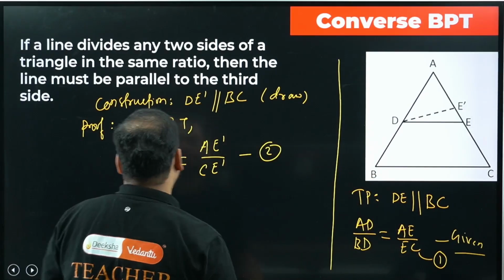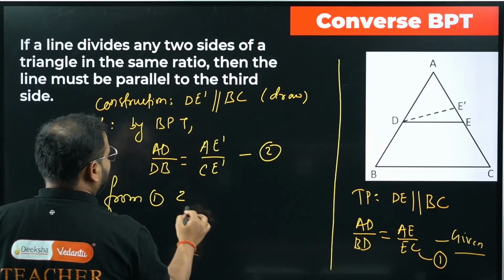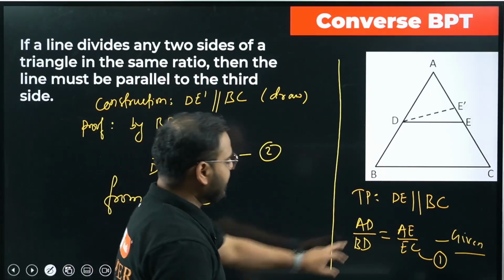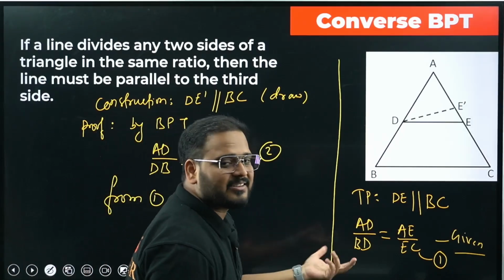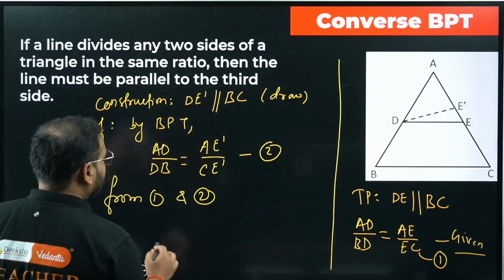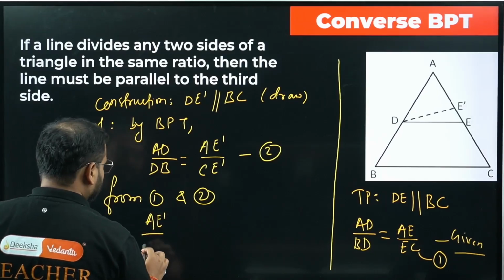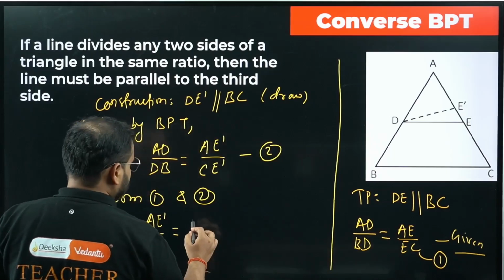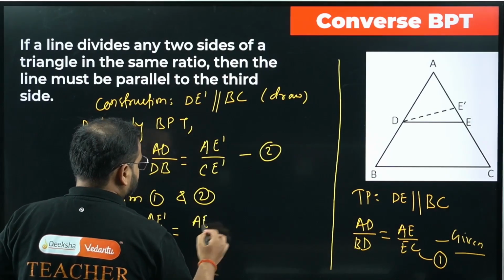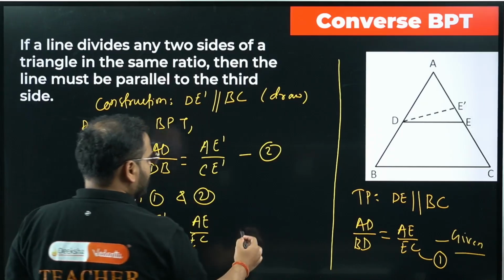Please compare equation 1 and 2. From equations 1 and 2, what do you get? AD by DB is the same on the LHS, so for that reason the RHS must also be equal. I'll get AE dash by CE dash equals AE by EC. Let's call this equation number 3.